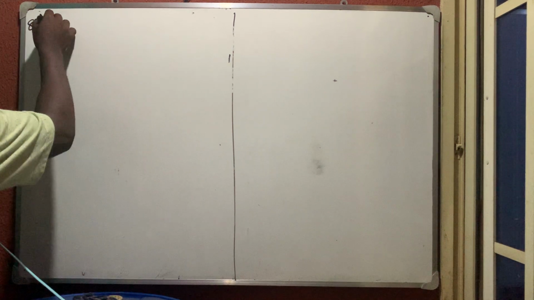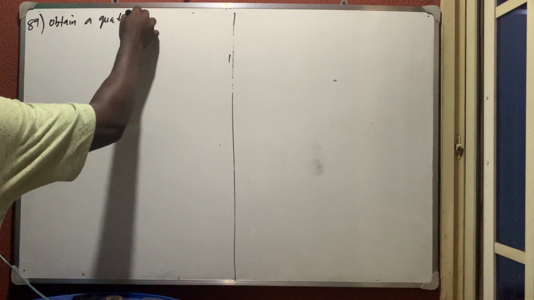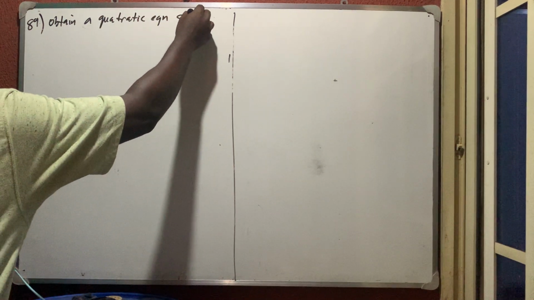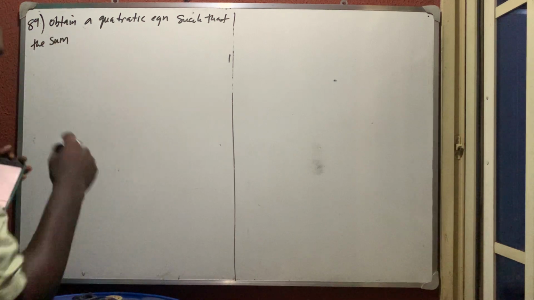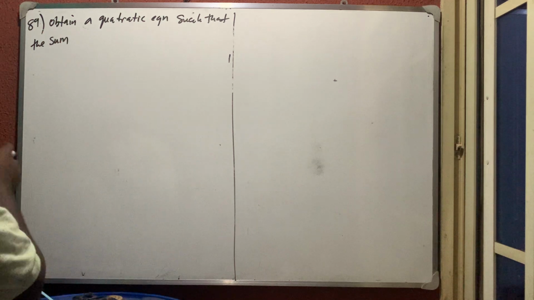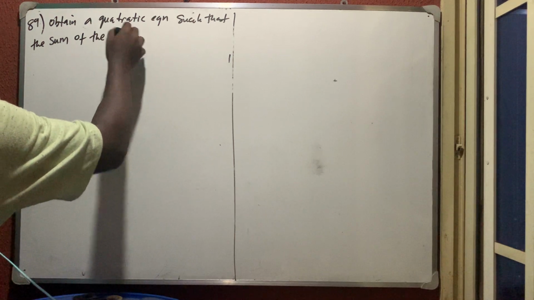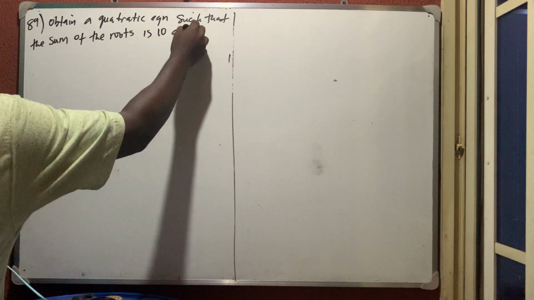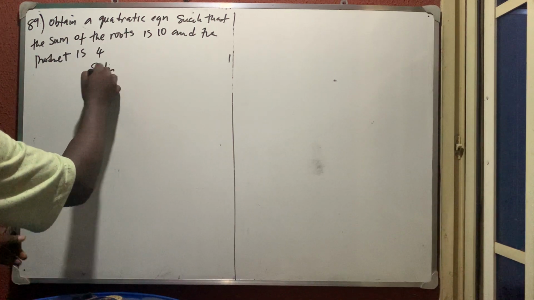So question number 90. Wow. Question number 90 said, okay, sorry, 89. 89 said, obtain a quadratic equation such that the sum of the roots is 10 and the product is 4.